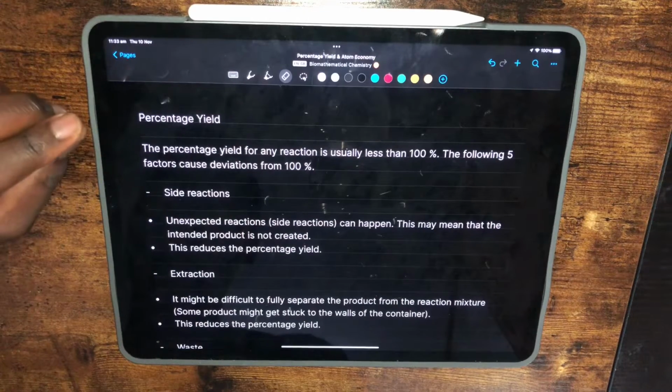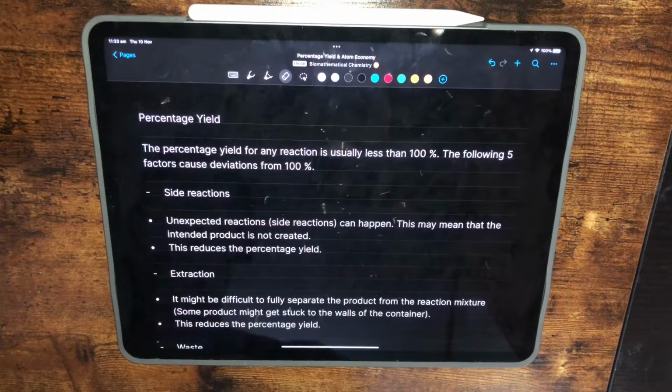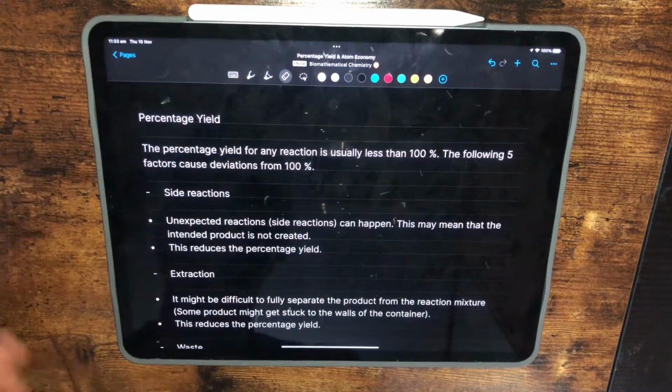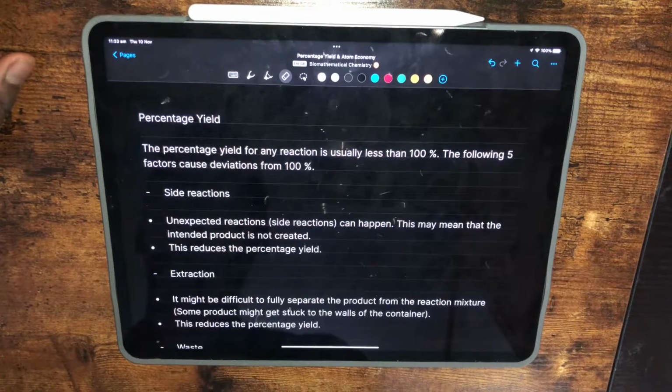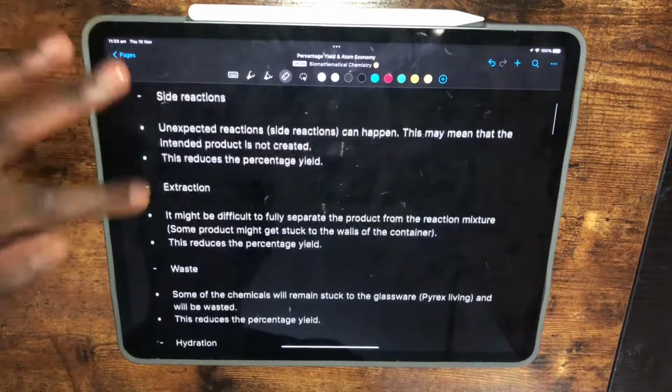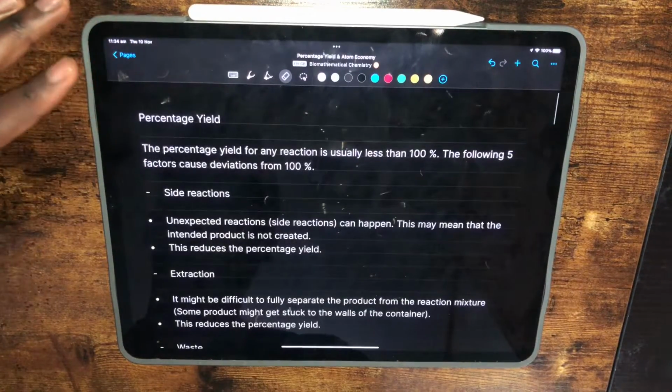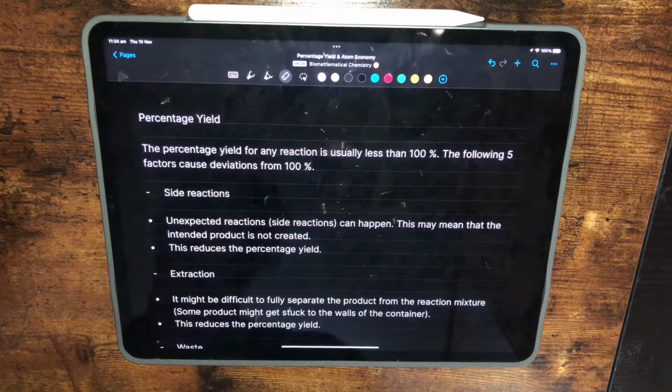If you could do a reaction, you may calculate how much you should be producing, say you're meant to be producing 5 grams. In reality, there are other factors that I'm going to list out that would prevent you from forming 100% of your product, such as side reactions, extraction, waste, hydration, incomplete reactions, and therefore you might actually only produce 4 grams of your product instead of 5 grams.